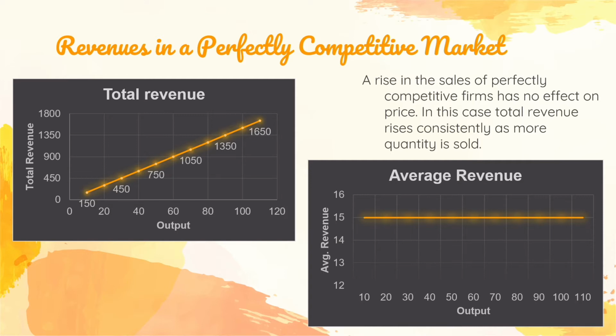Average revenue is basically the price of the product. Okay, so total revenue upon output is the average revenue.